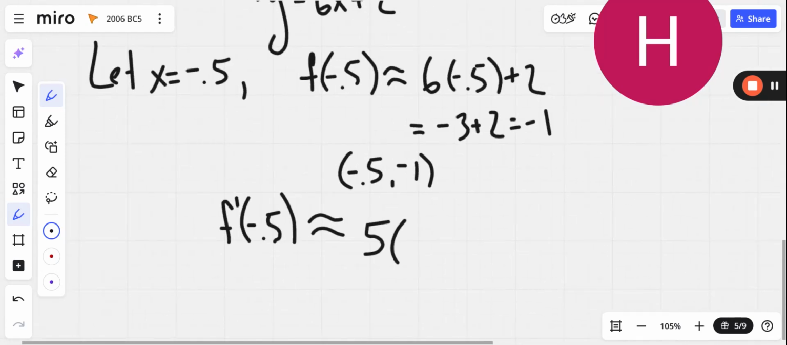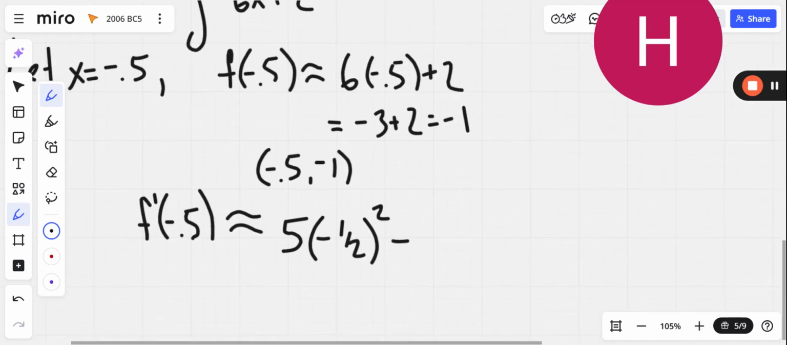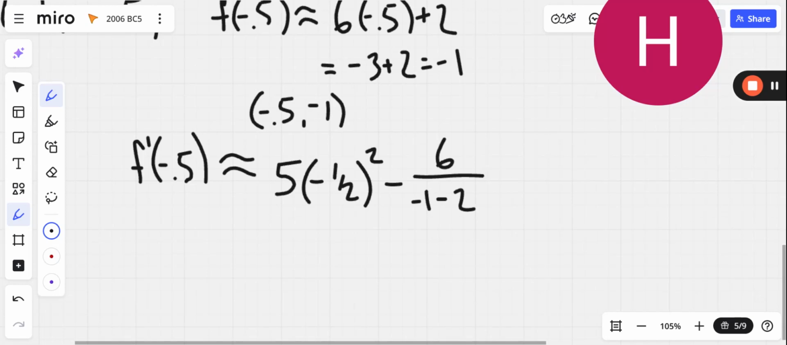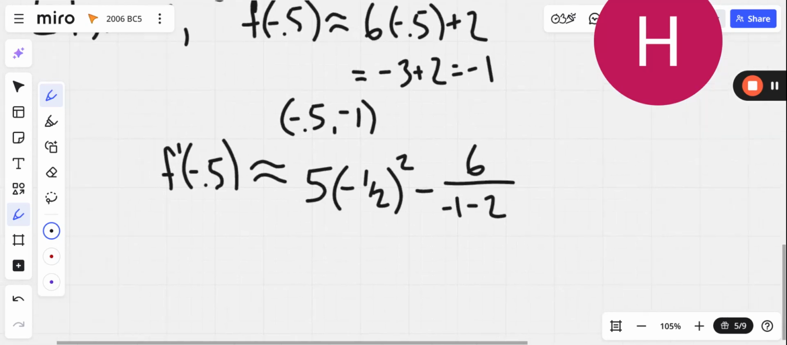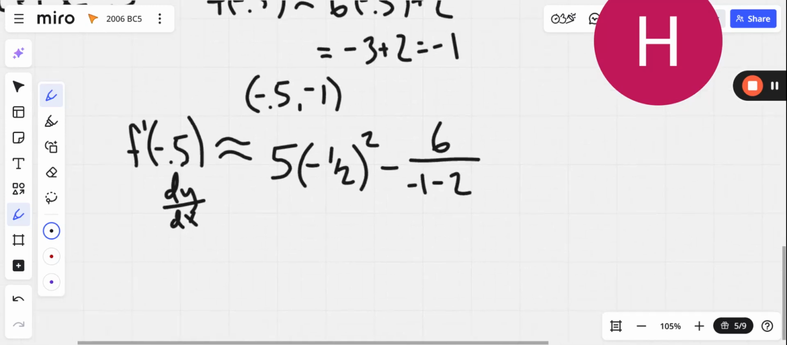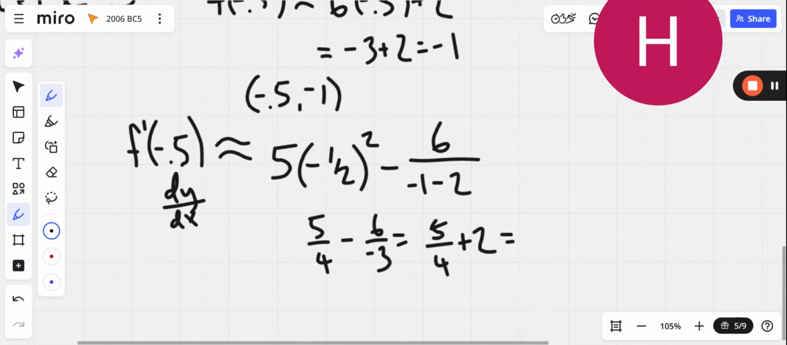The derivative at -0.5 is going to be approximately 5x squared, so I'll put it as 1/2, minus 6 over the y value, which is -1, minus 2. That is just using the derivative equation, you guys. This is dy dx. The derivative at this point is dy dx. We have an x and a y, so there's our derivative. This is going to be 5 over 4 minus 6 over -3. So this is going to be 5 over 4 plus 2, or we can just call that 13 over 4.